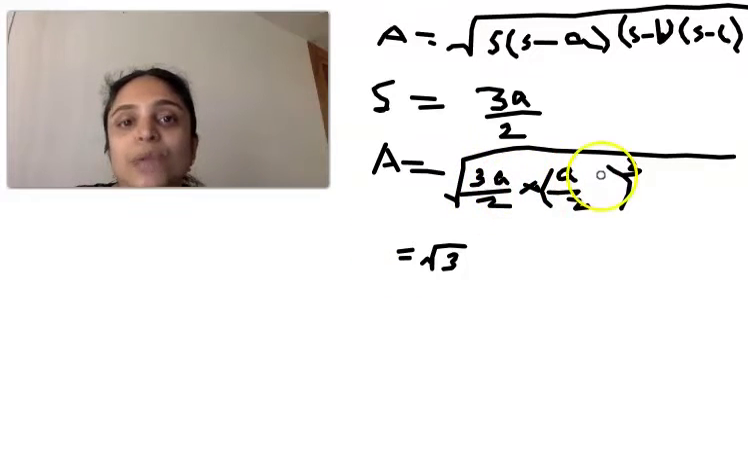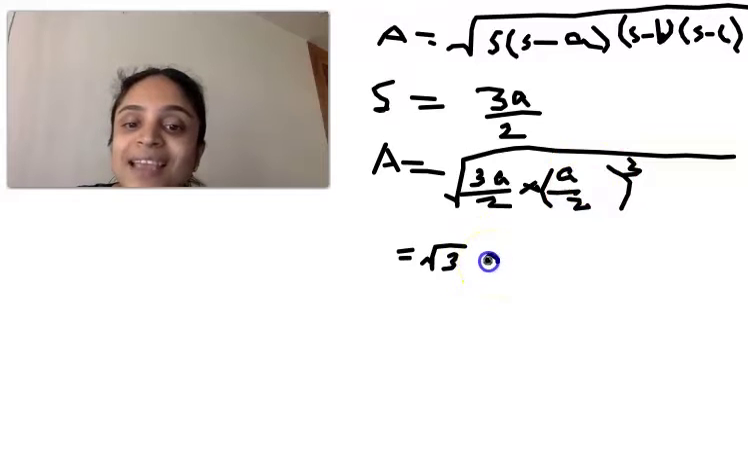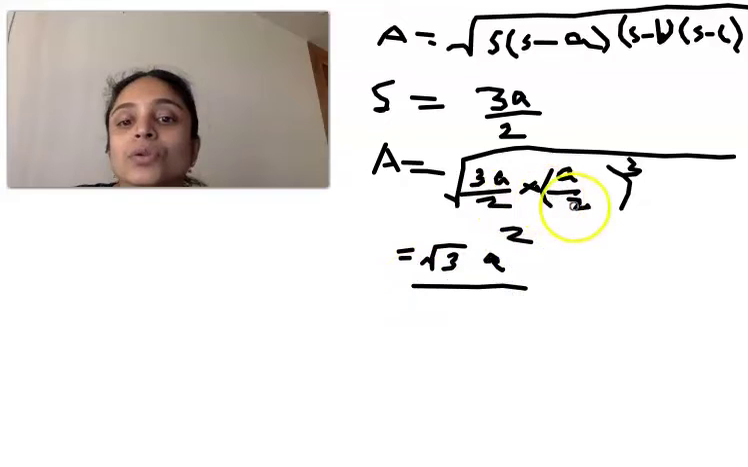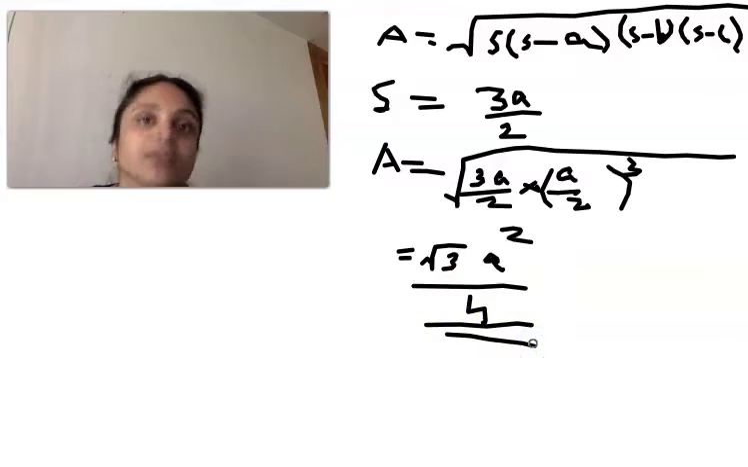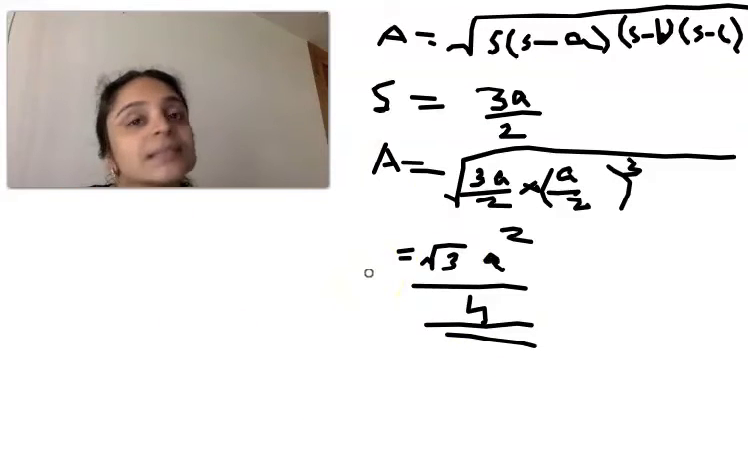Now a into a cube is a raised to 4. Root of a raised to 4 is a square, right? Now 2 into 2 cube is equal to 2 raised to 4. Root of 2 raised to 4 is 2 square, and that is 4. So we got this as root 3 a square by 4. So the area of this equilateral triangle is root 3 a square by 4. Now that is this signboard.